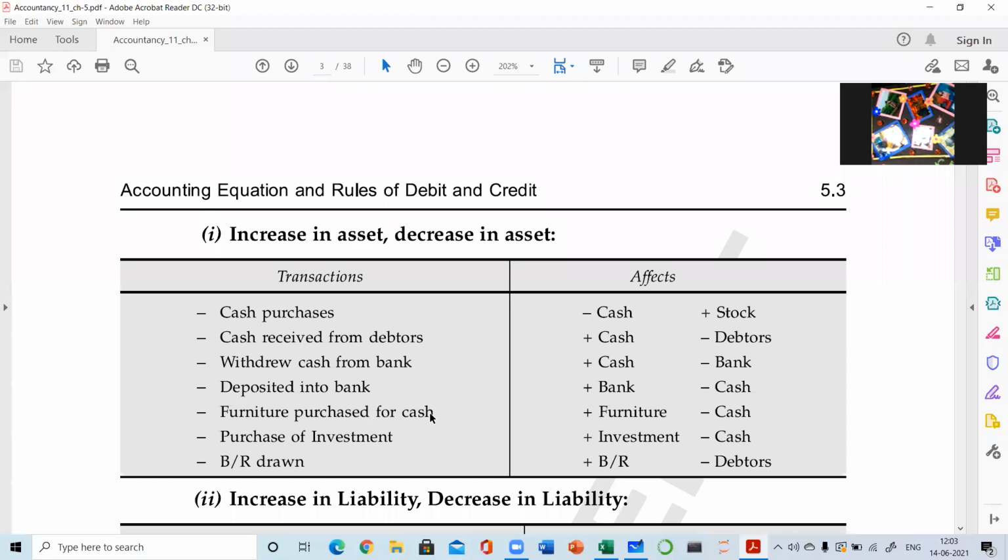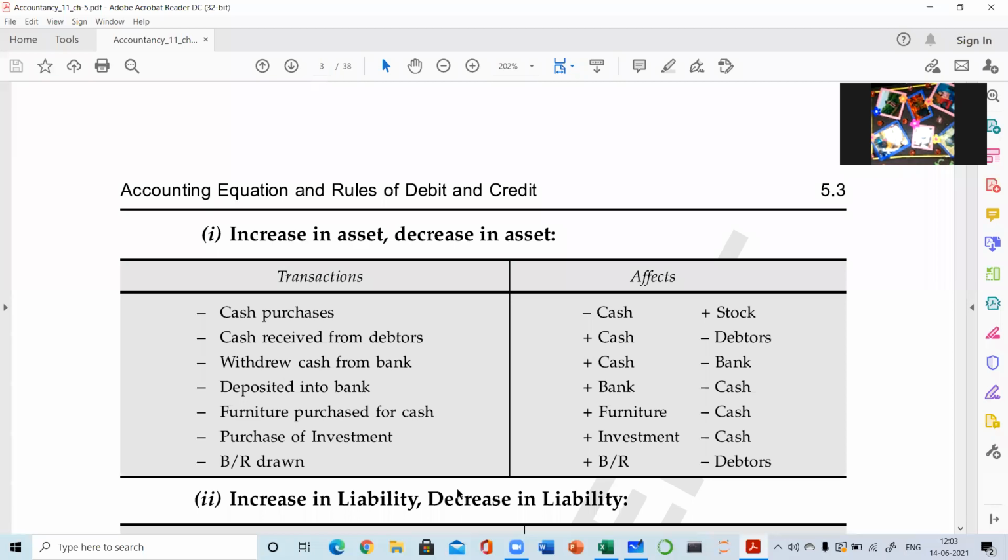Furniture purchased for cash. So furniture is a fixed asset. So the furniture will be increased and again the cash will be decreased. Then purchase of investment. Investment means suppose any company shares, preference shares, debentures, treasury bills, any investment you have purchased. In share market you have invested money. So that will be termed as your investment. So investments will be increased. Investment is a part of assets and your cash balance will be decreased. Or if you have made payment through cheque, then your bank balance will be decreased.